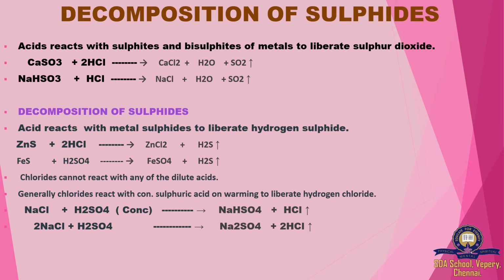Again, two molecules of sodium chloride is reacting with sulfuric acid. It is giving sodium sulfate and then two molecules of hydrogen chloride gas is evolving. See, we have a difference. One molecule sodium chloride is reacting with the concentrated sulfuric acid. It is producing sodium bisulfate. When the two molecules of sodium chloride is reacting, it is giving sodium sulfate salt.